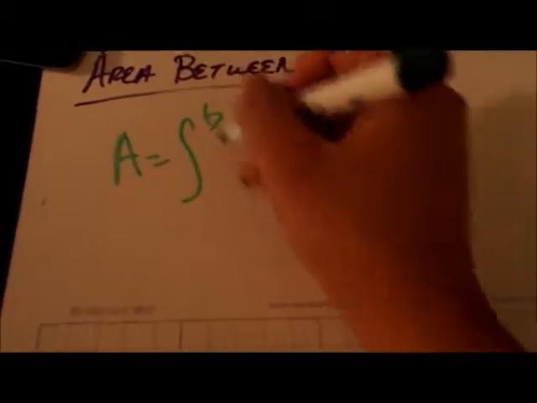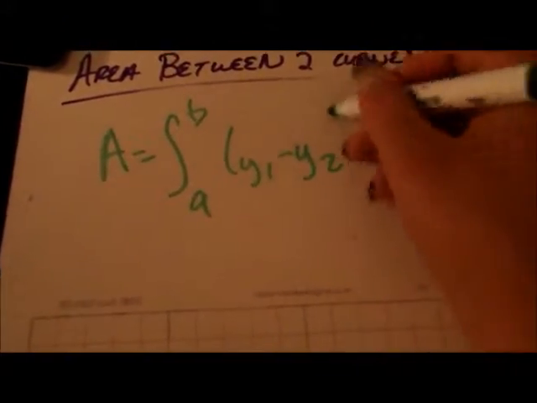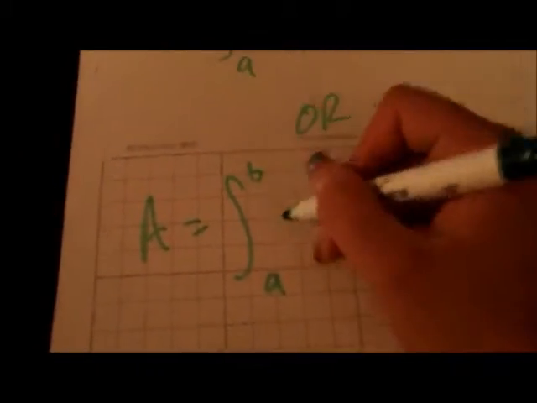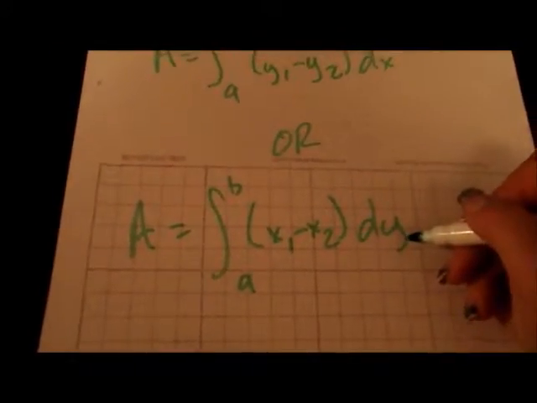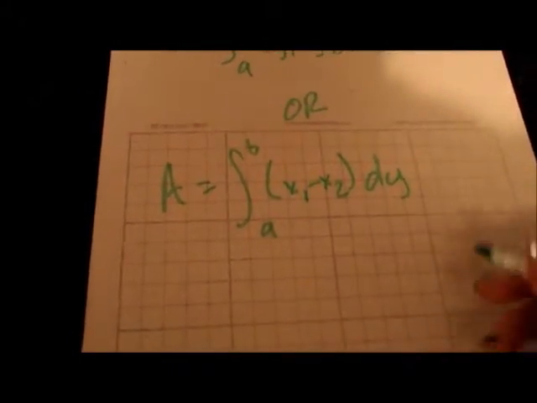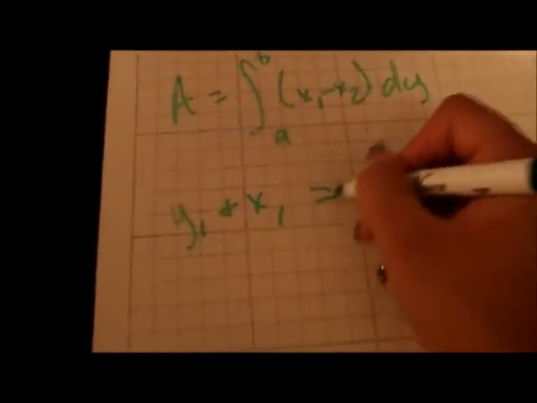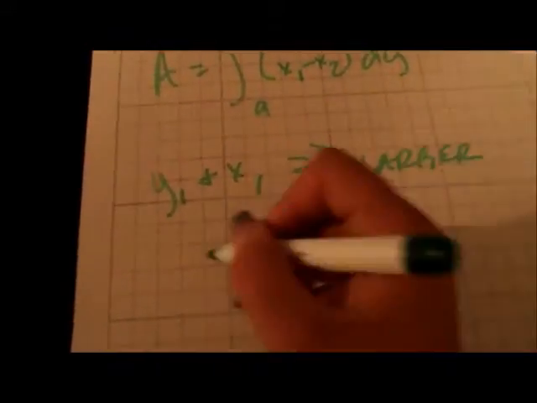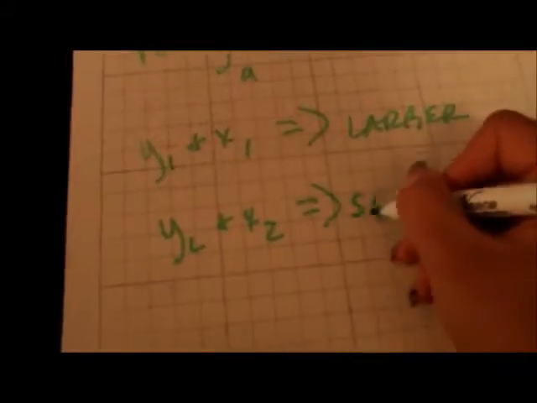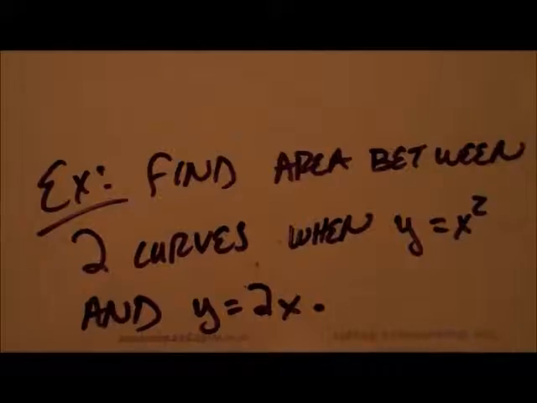It can also be written area is equal to the integral from a to b of y1 minus y2 dx, or A is equal to the integral from a to b of x1 minus x2 dy, where y1 or x1 are the bigger graphs, and x2 and y2 are the smaller graphs.